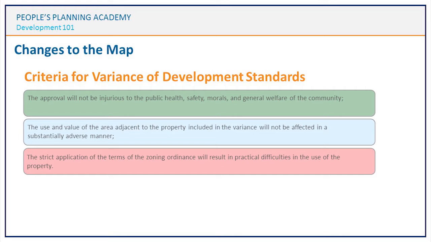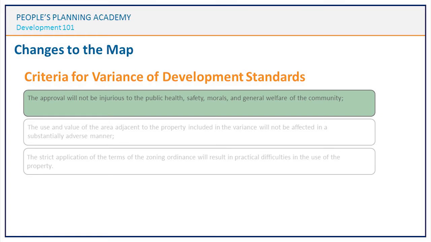For a variance of development standards to be granted, the BZA must determine all three of these statements are true, and those findings must be based upon fact, similar to the rezonings. So these findings must be proven by evidence and arguments in the record. Evidence must take the form of expert testimony, photographs, reports, site plans, drawings, etc. So this means the criteria does not include judgment or opinion.